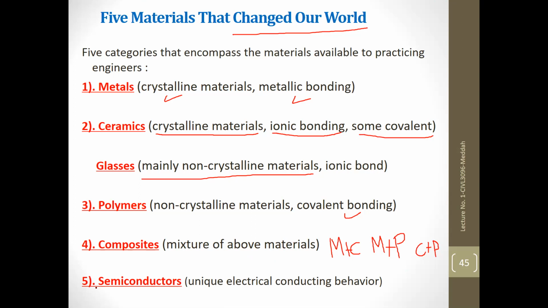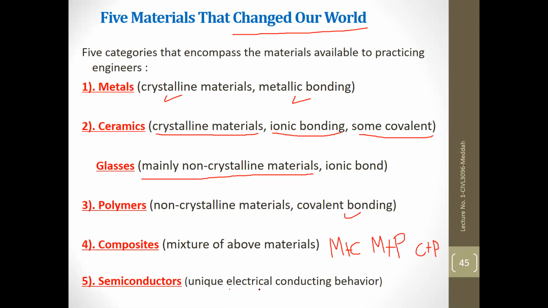Then we have the fifth category of materials, the last one if you want. This is specific to electronic materials. So it is semiconductors, and it has a specific use. It's not a structural material. So these four, 1, 2, 3, and 4, are called structural materials. But semiconductors are not used for structural purposes, are not used to build a car or buildings or bridges or any kind of structures. They are used for electronic devices and purposes.